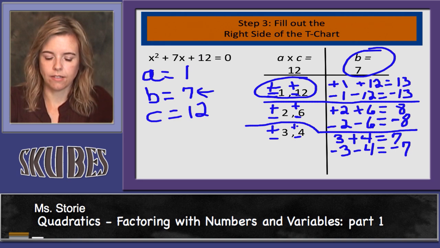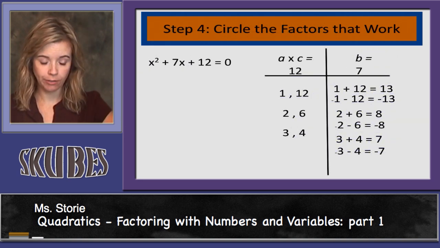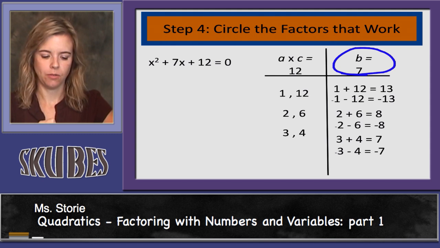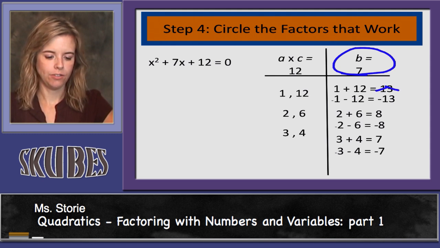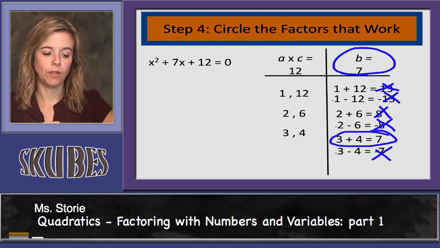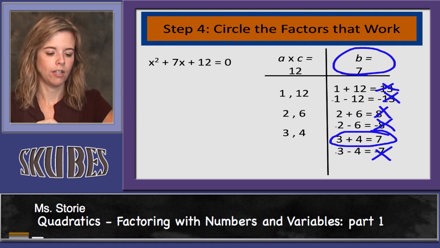So you have all these different choices. Okay, but what we're looking for is the factors that actually add or subtract up to equal 7. These didn't equal 7: the positive 1 and the positive 12, the negative 1 and the negative 12, positive 2, positive 6, negative 2, negative 6. Aha, here it is, right there. The other one didn't equal it either. So we've found our factors of 3 and 4. They both have to be positive, and they're going to equal positive 7, which is equal to our B.